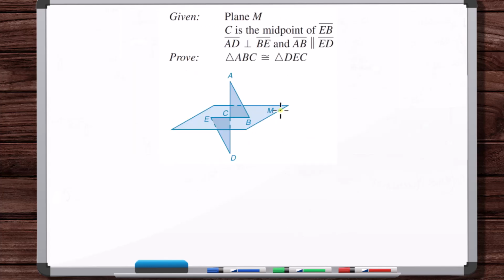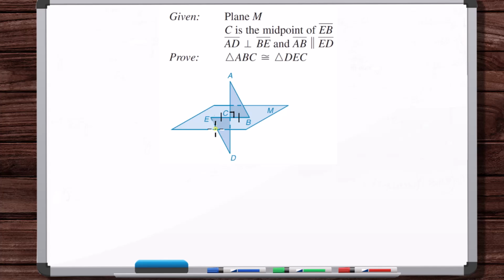Okay, given plane M, and C is the midpoint of EB, so these are congruent. AD is perpendicular to BE, so like that. And AB is parallel to ED. So these two are parallel. Prove that triangle ABC is congruent to triangle DEC.